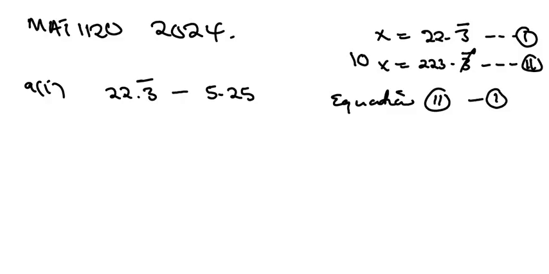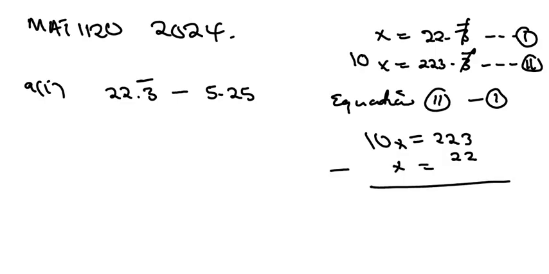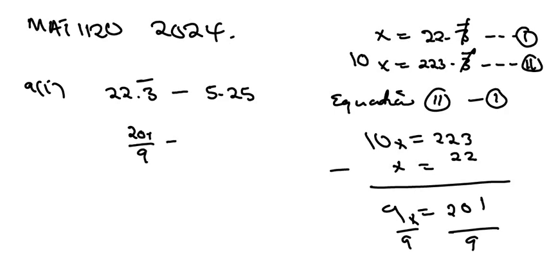We're going to have this cancels. Then this is going to give us, we're saying 223 minus 22. This is 10x. Then this is just 1x. When we subtract, we get a 1, we get a 0, we get this. This is just going to be 9x. We divide by 9. So the first part here is 201 over 9, then minus.